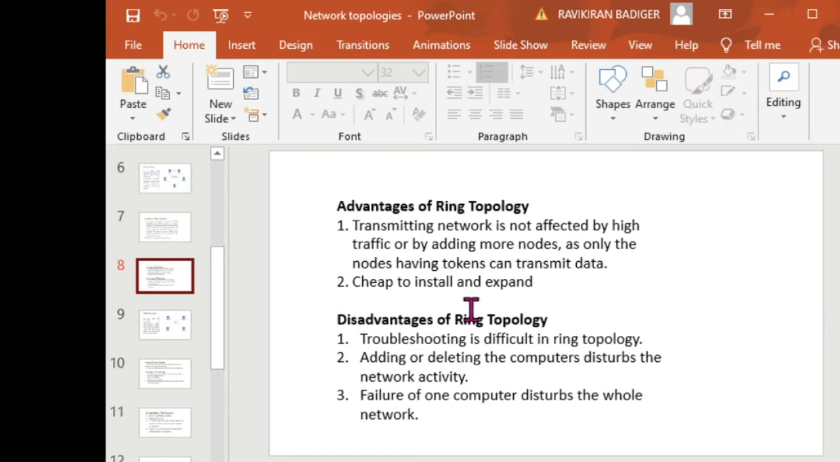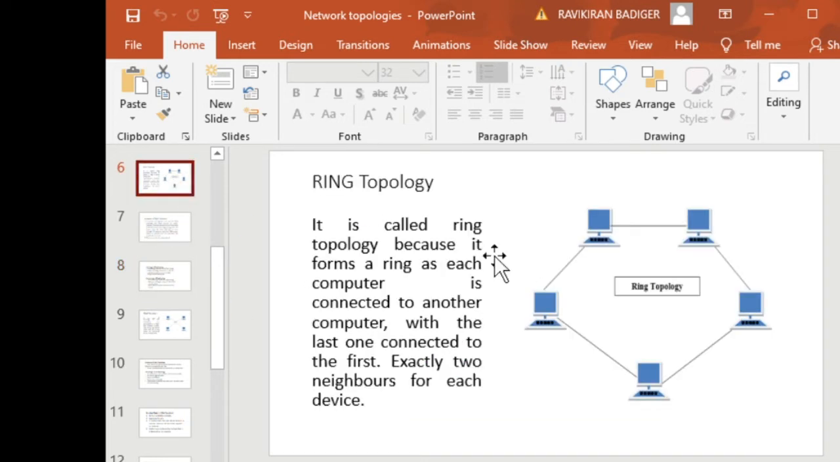The disadvantage is troubleshooting is very difficult in ring topology. Adding or deleting a computer disturbs the entire network. And the third main disadvantage is if any one node fails, then the entire network fails.